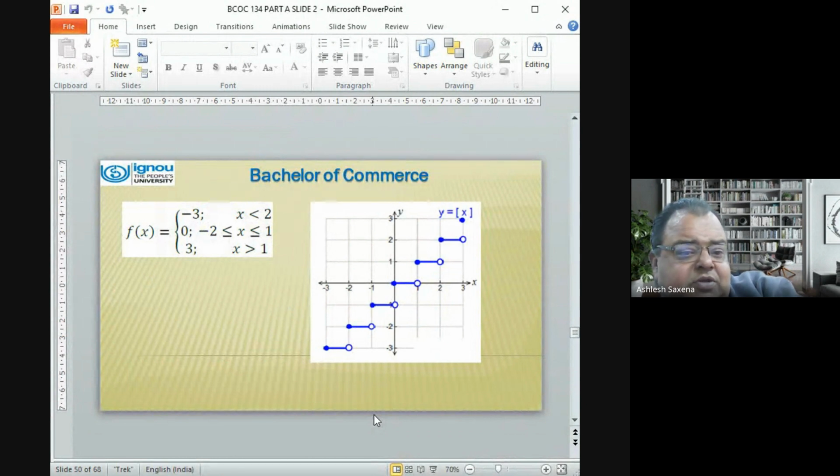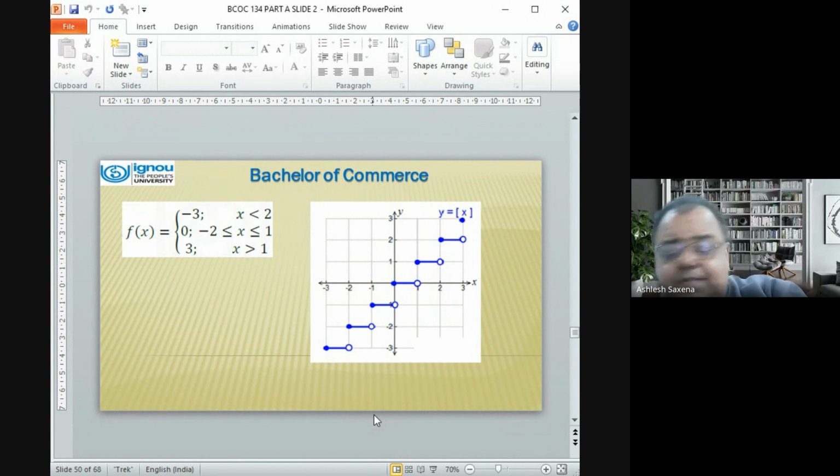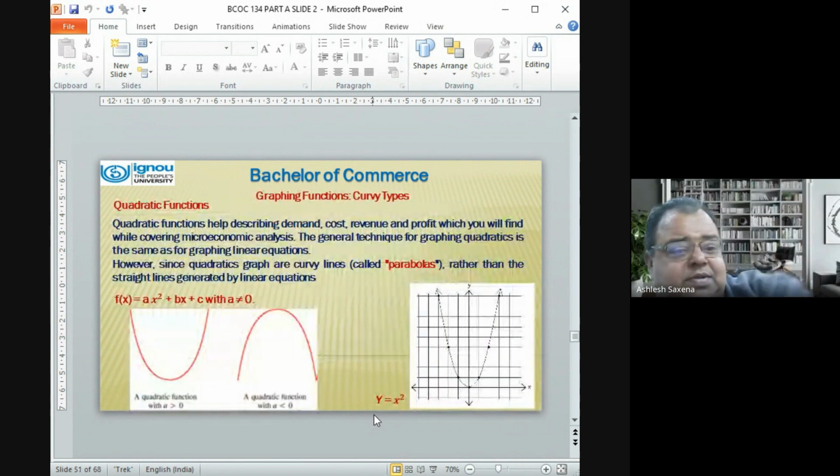You can see these horizontal lines. These are the steps. Okay, this is the representation of the type. Now comes your curvy types.